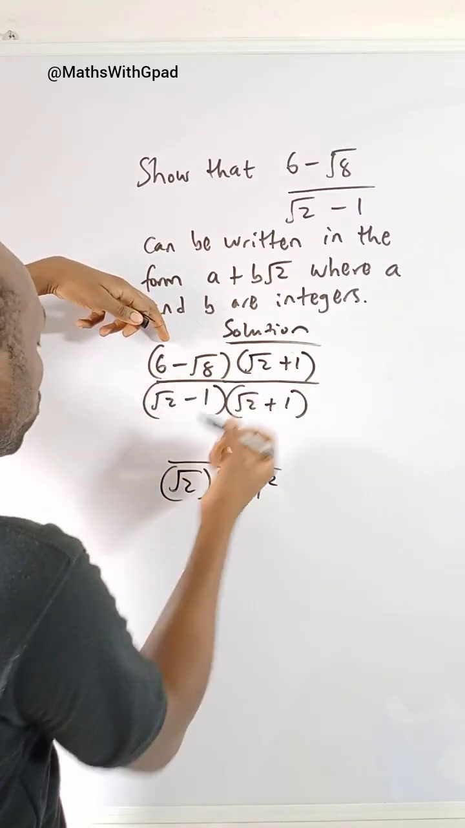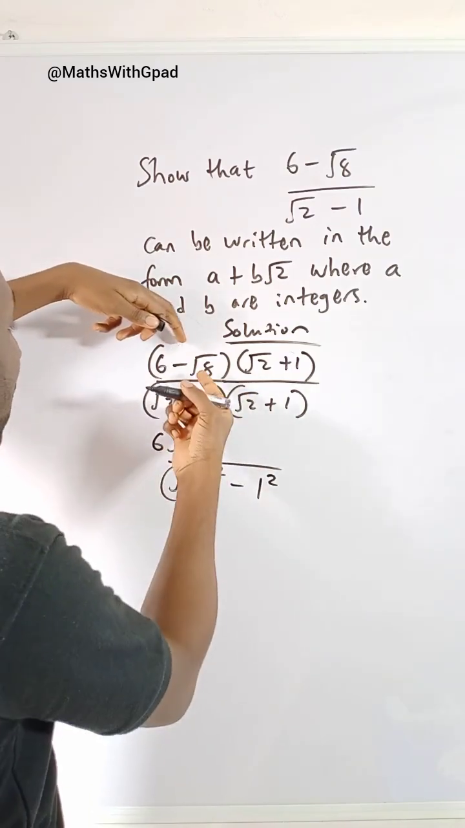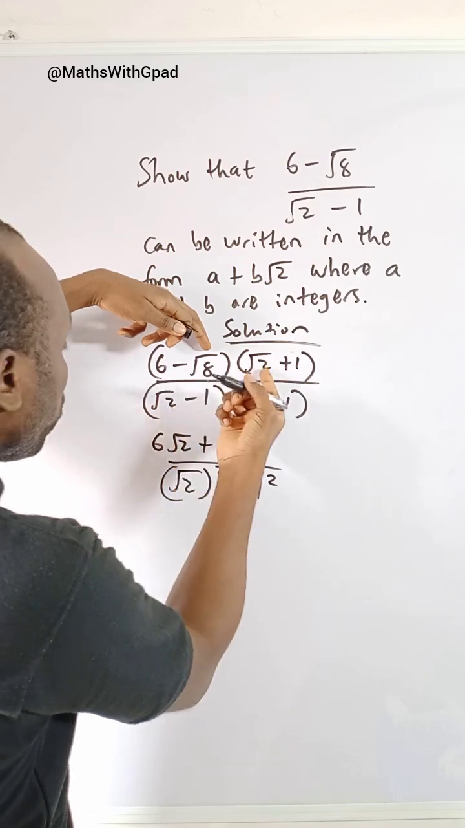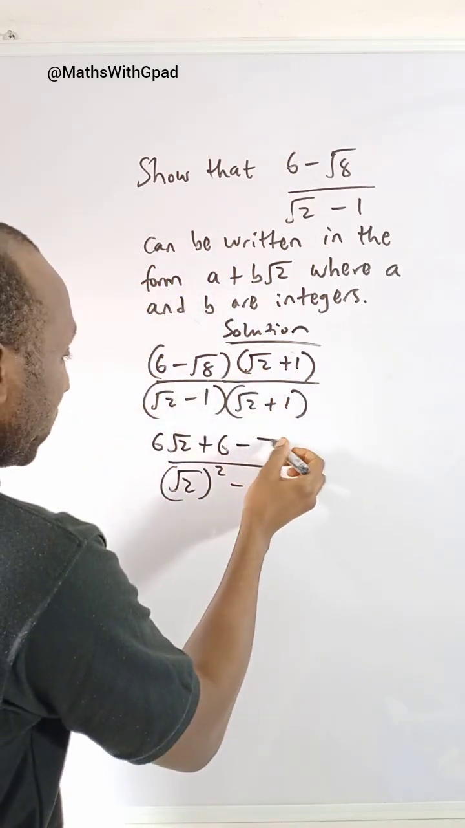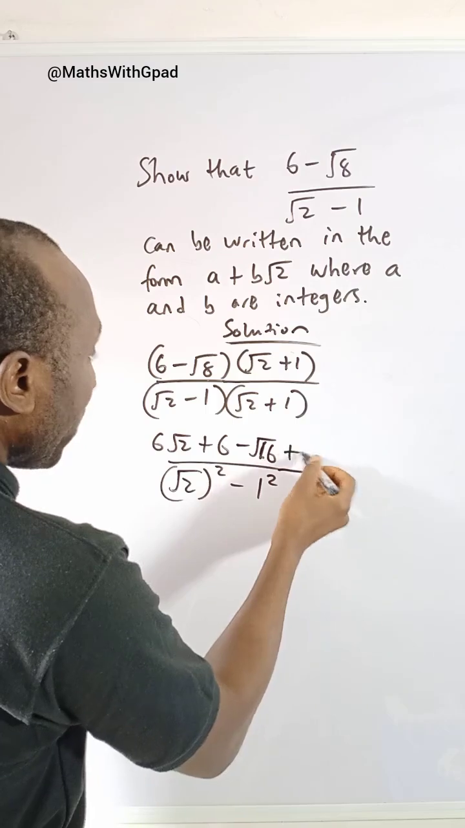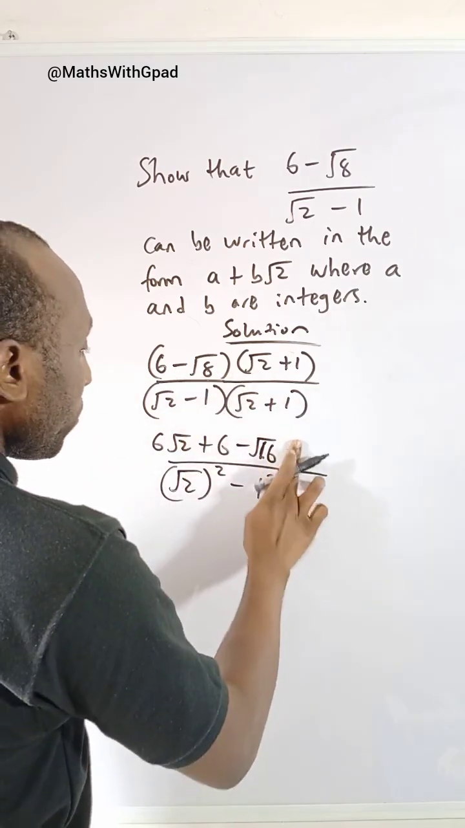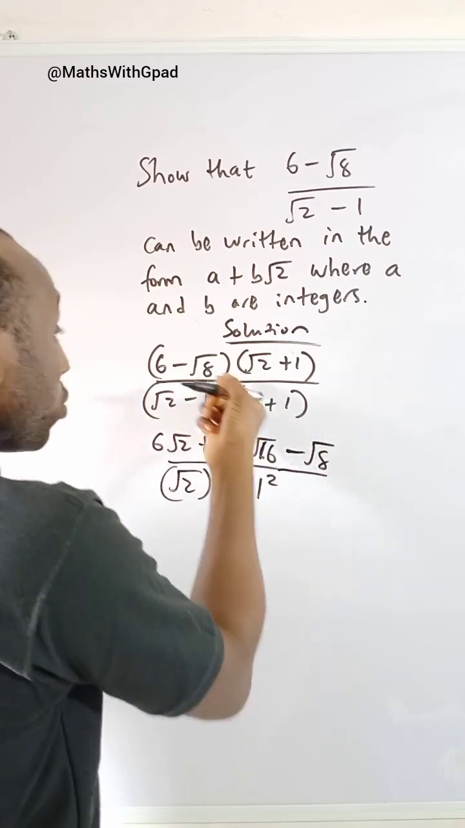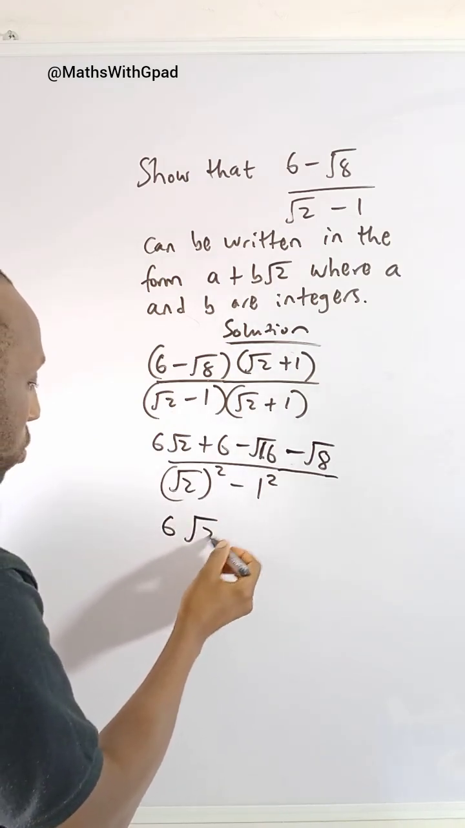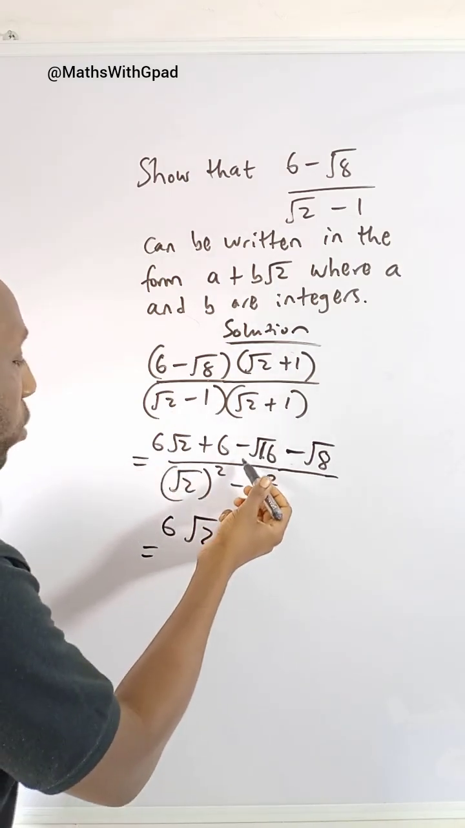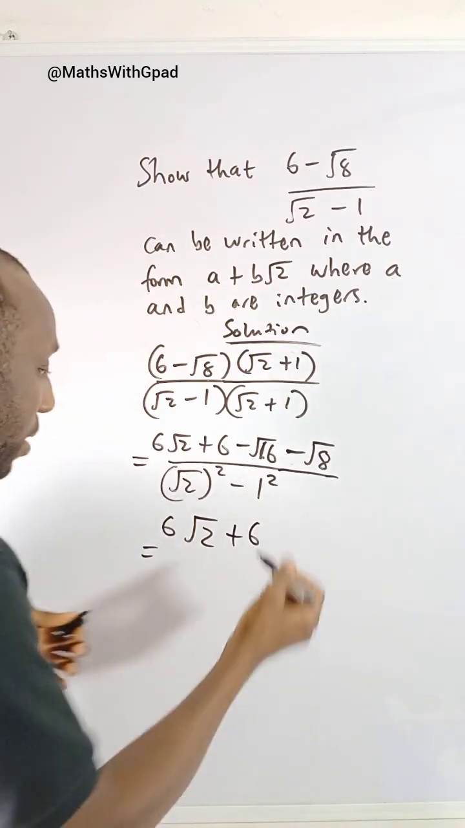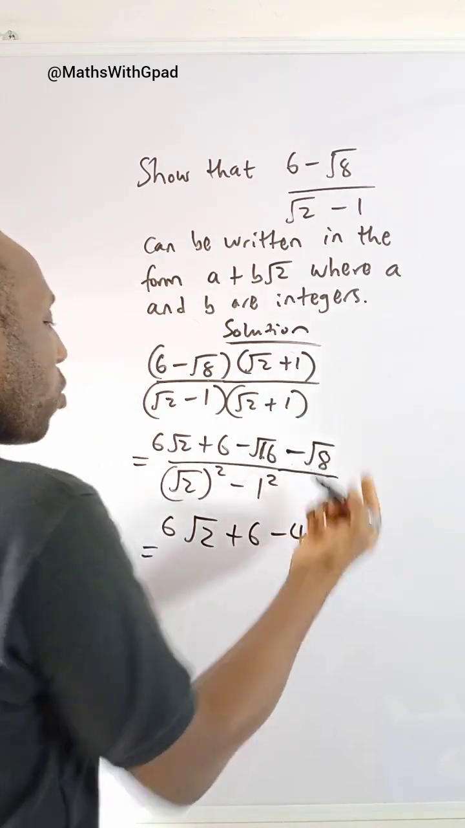So you have 6 times root 2, which is 6 root 2. And then 6 times 1 is 6. Root 8 times root 2 is root 16, because 8 times 2 will give you 16. Then you have minus 8 times 1, which is minus root 8. So I will have 6 root 2, and then plus 6. What is root 16? That's 4, because 4 times 4 is 16. So that's minus 4. But what about root 8?